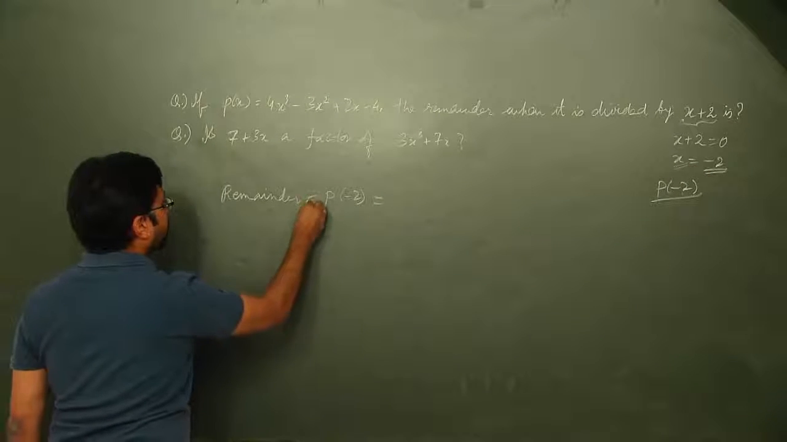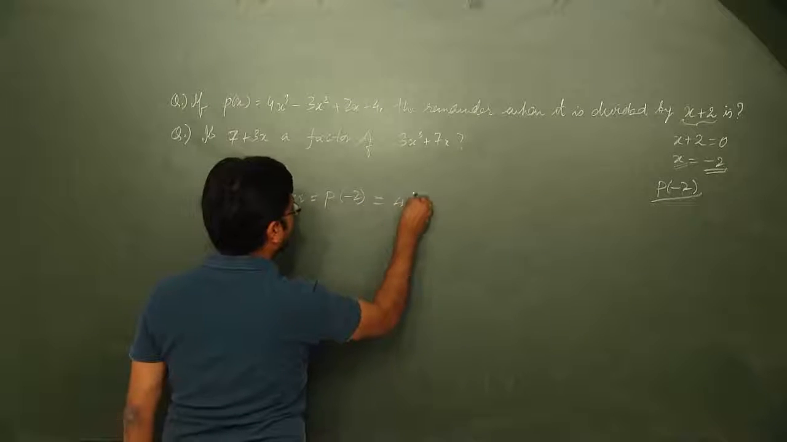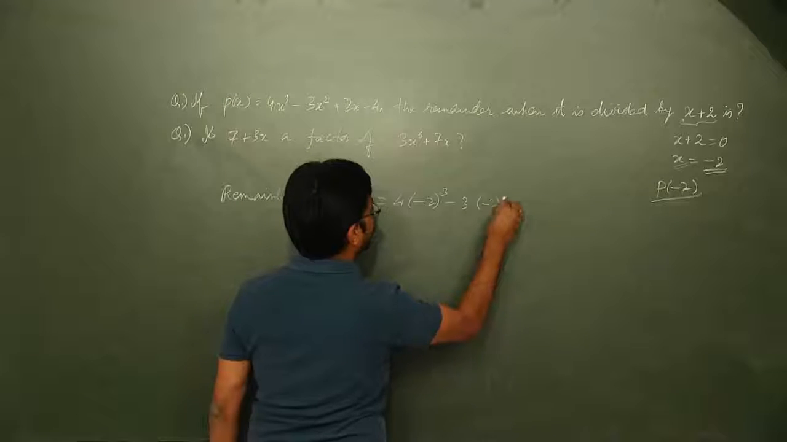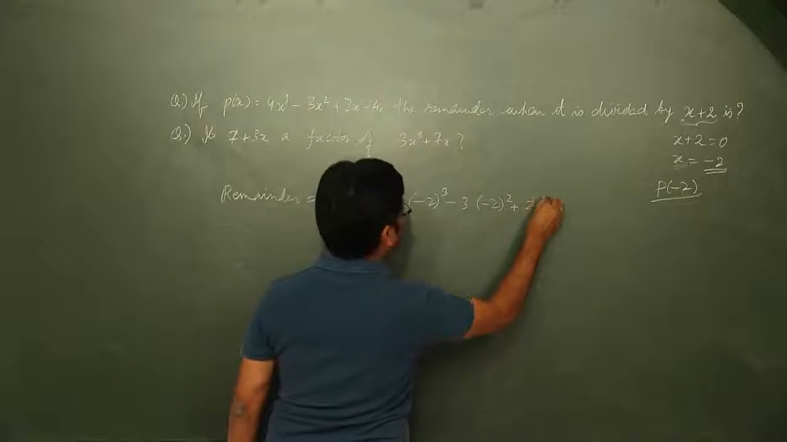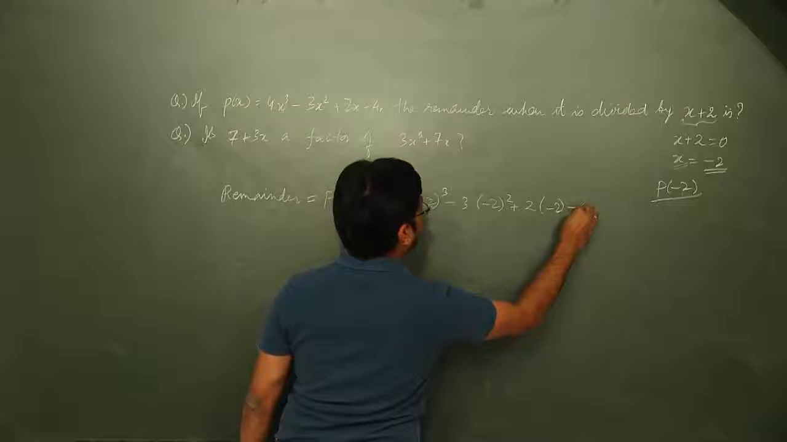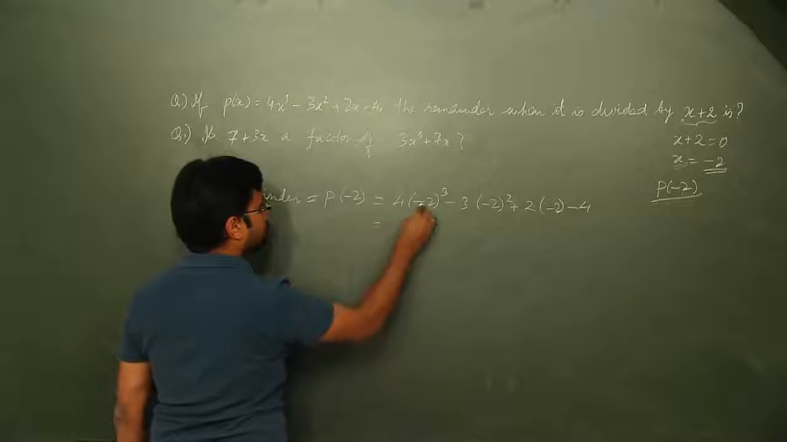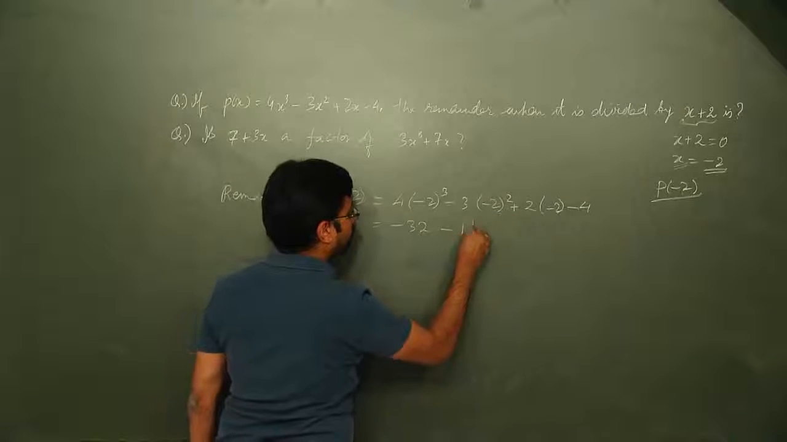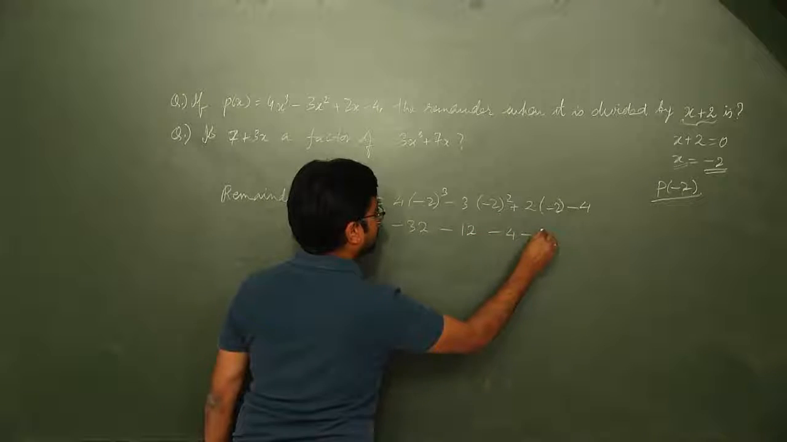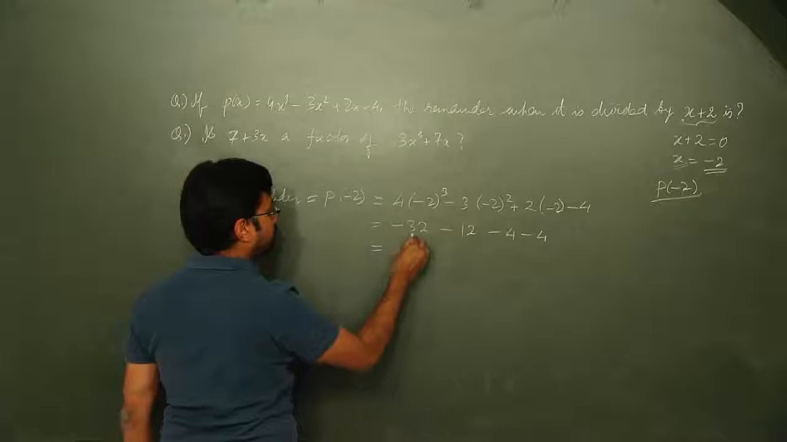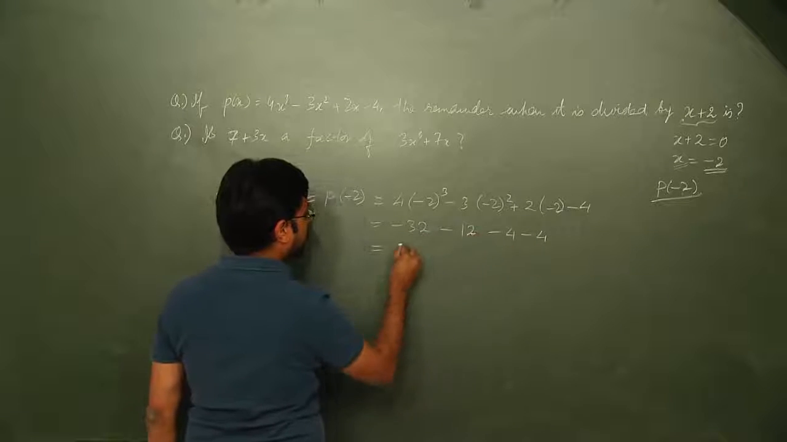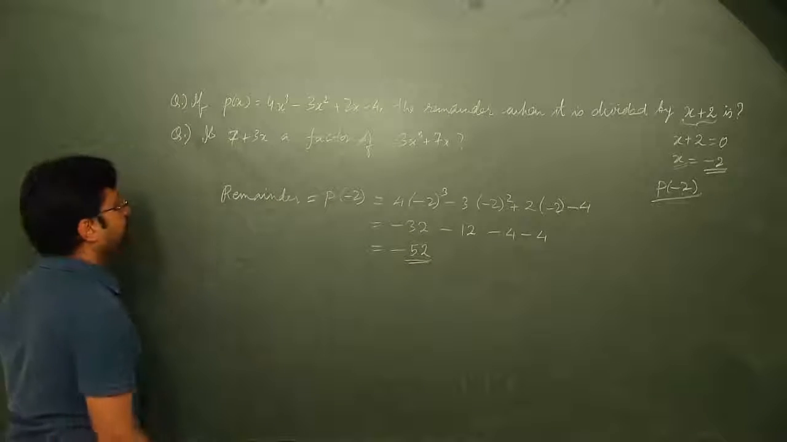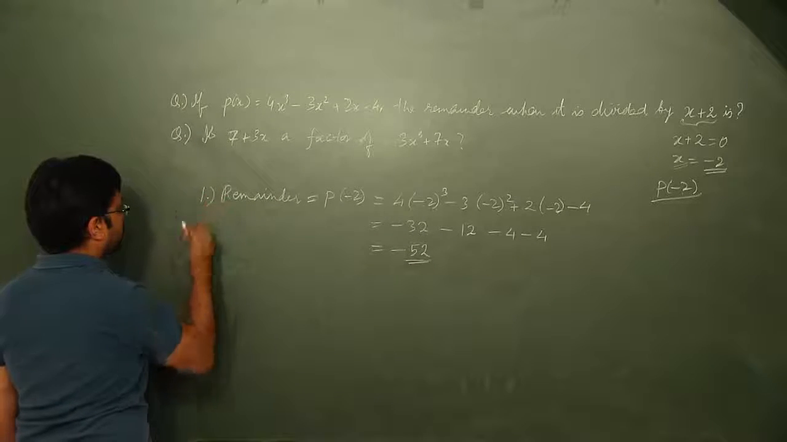So the remainder will be P(minus 2), which is equal to 4 times (minus 2) cubed minus 3 times (minus 2) squared plus 2 times minus 2 minus 4, which is equal to minus 32 minus 12 minus 4 minus 4. So you have minus 32 minus 20, which is minus 52. So the remainder is going to be minus 52. So this is the first question.